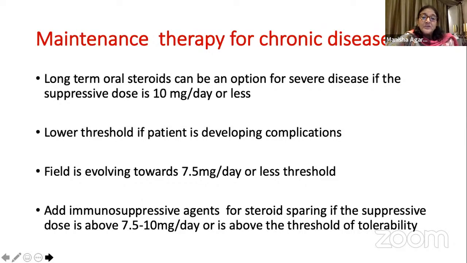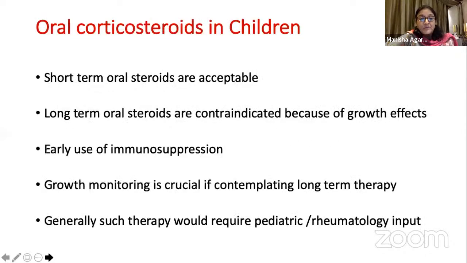A lower threshold is required if the patient is developing complications. And usually we would be opting for a dose of 7.5 mg per day or a lesser threshold. We can add immunosuppressive agents for steroid sparing if the suppressive dose is above 7.5 or 10 milligrams per day or is above the threshold of tolerability.